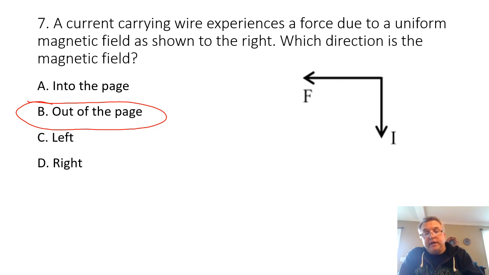So we can see in this problem that my force is along the x-axis. The current is along the y-axis. So that means automatically I know that my magnetic field has to be on the z-axis. I just need to use my right hand to determine if it is positive or negative. But I can tell right away that my magnetic field has to be on the z-axis.